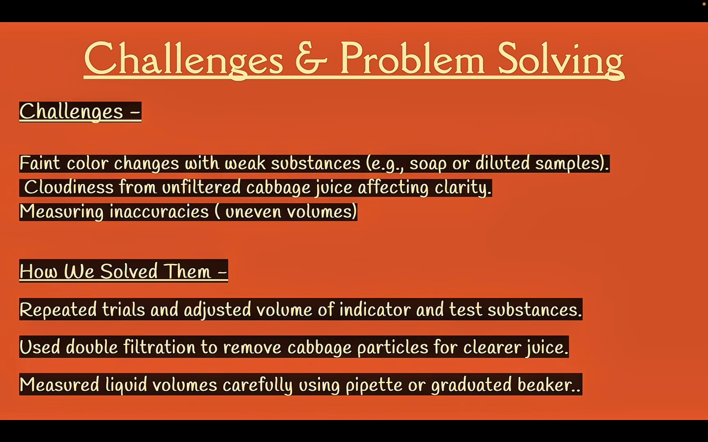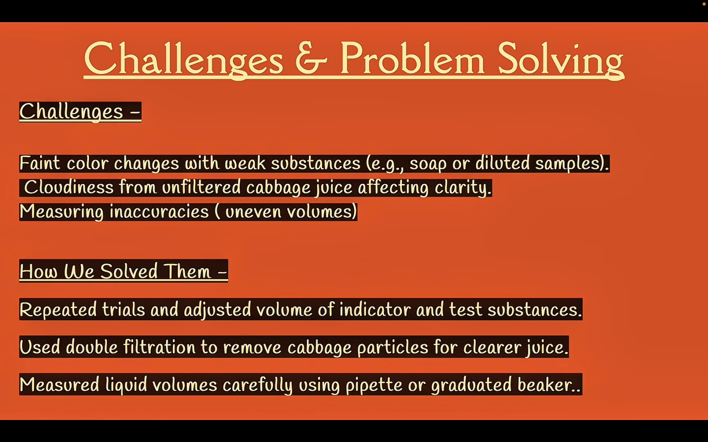How did we solve them? For the first challenge, we did repeated trials and adjusted the volume of indicator and test substance. For the second challenge, we used double filtration to remove cabbage particles for clear juice, to remove the cloudiness from unfiltered juice. And for challenge 3, we measured liquid volumes carefully using pipettes or a graduated beaker.